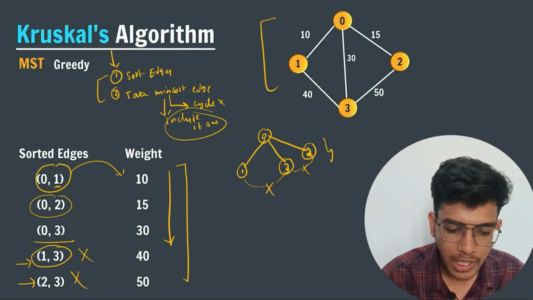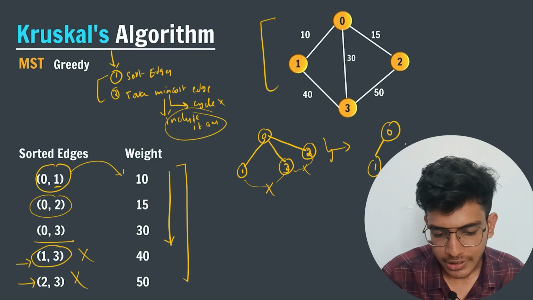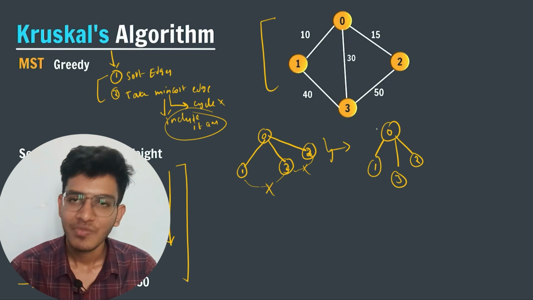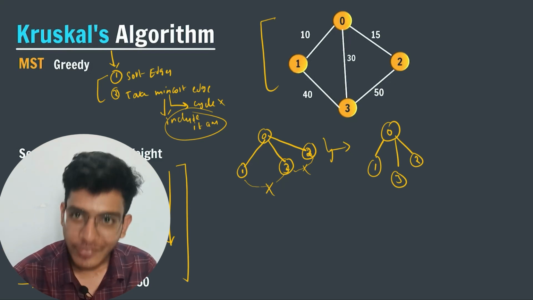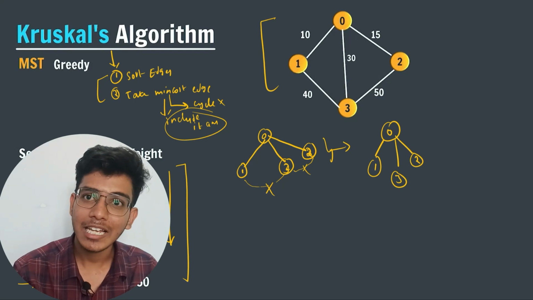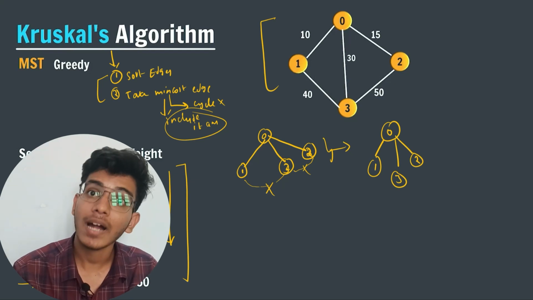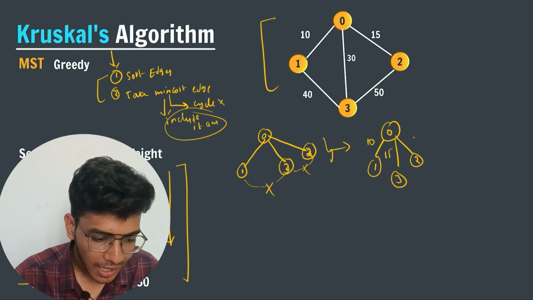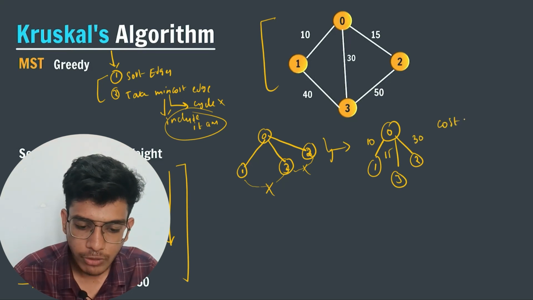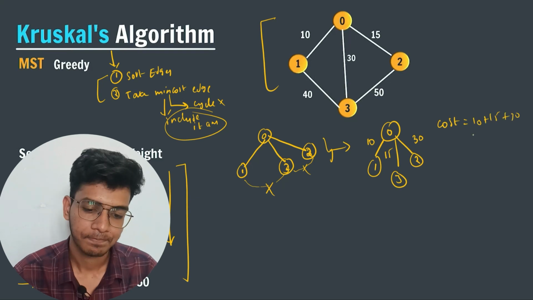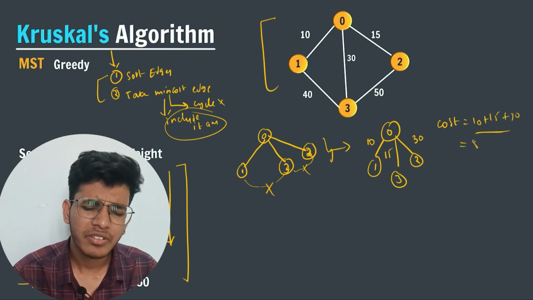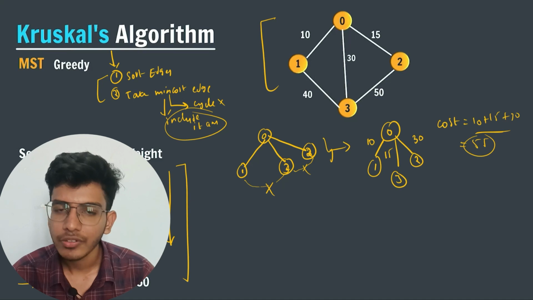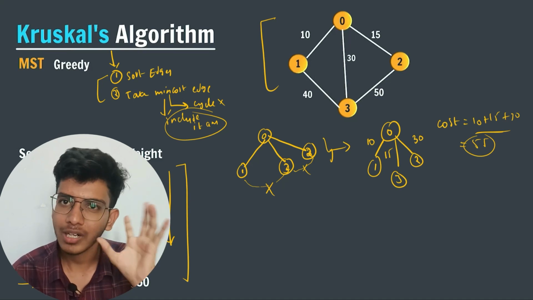Now my MST which I got from this is: 0 is connected with 1, 0 is connected with 2 and 0 is connected with 3. And what is the cost of this MST? The cost is minimum because I have chosen the elements which are minimum first, and the elements having the highest value last. I hope you got the logic here. So 10, 15 and 30. The cost of this MST will become 10 plus 15 plus 30, and this will be around 55, right? Like this I will calculate MST. This is the approach of the greedy algorithm for Kruskal's algorithm.